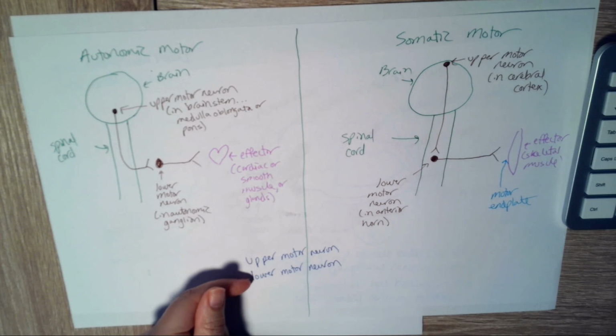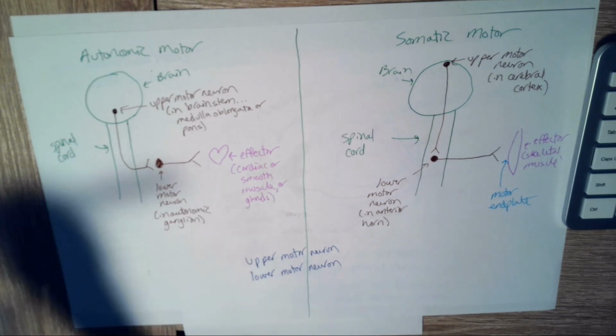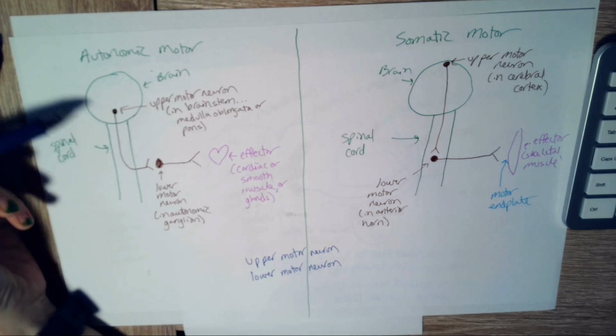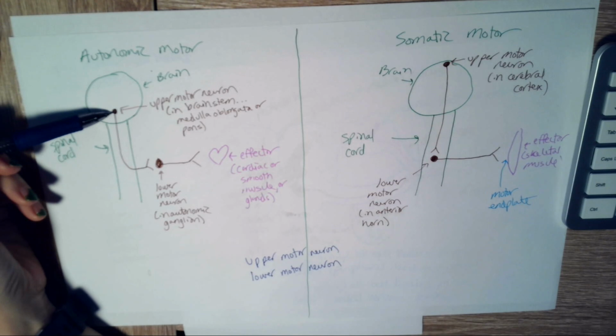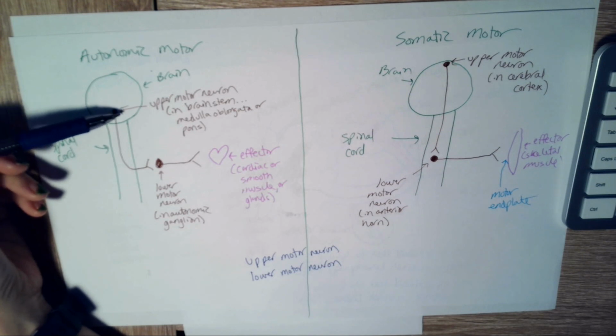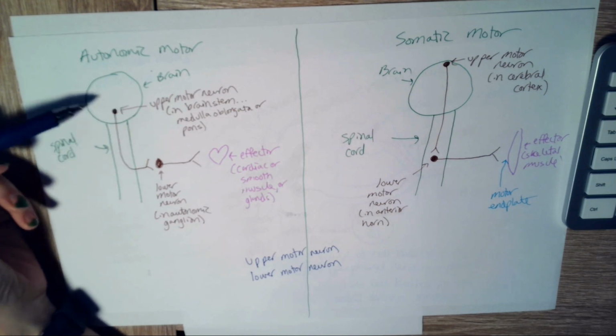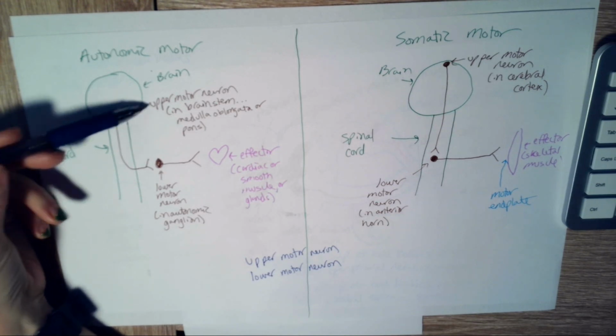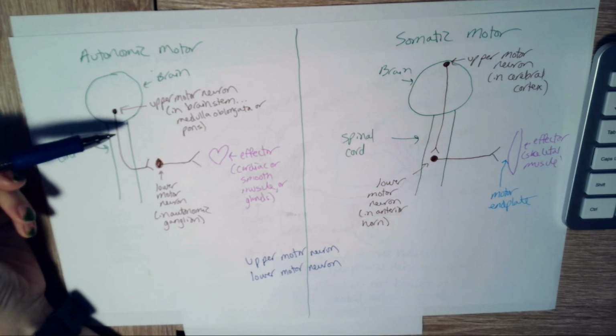So let's look at autonomic motor. Here's our brain up here, here's the spinal cord, just stick figures of these two structures. So the upper motor neuron is going to be somewhere deep in the brain stem. And the brain stem consists of your medulla oblongata, which you've probably all already heard of. It's right at the base of your skull. And then just above that is a structure called the pons. These both deal with autonomic processes like your heart beating, your breathing rates, things like that. So this is where you're going to find most of your autonomic upper motor neurons.